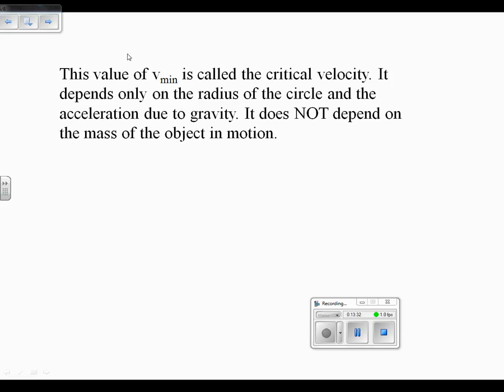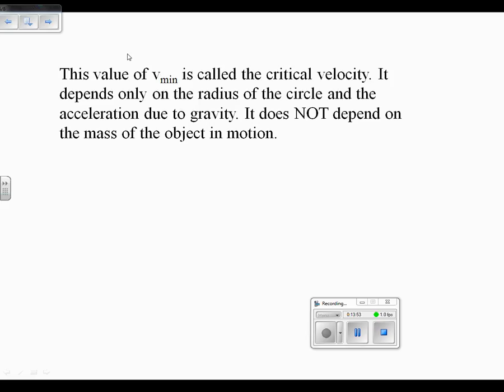It's only at the top. That's how fast you have to be going to make it all the way around. If you're going faster than that at the bottom, what does that mean? I mean, you're still going in a circle at the bottom, right? Or anywhere else, besides exactly the top. It just means that you're actually going to be going faster, right?